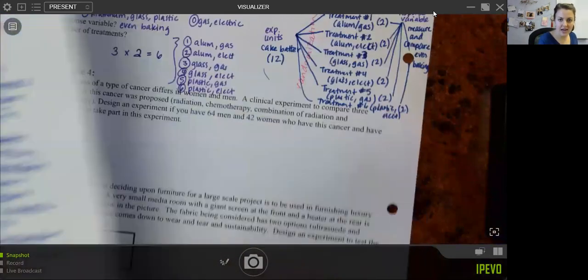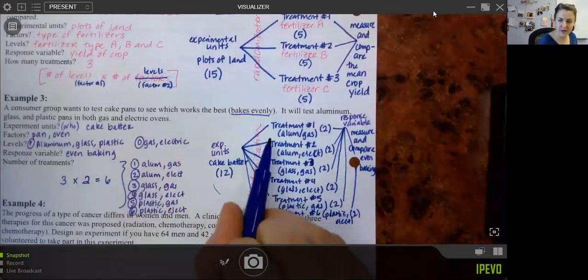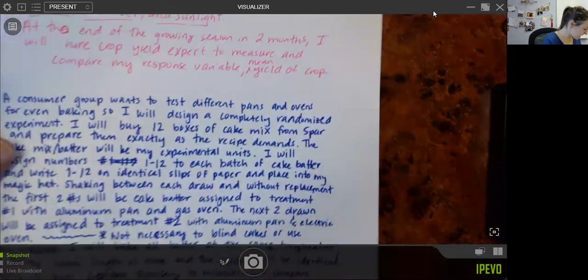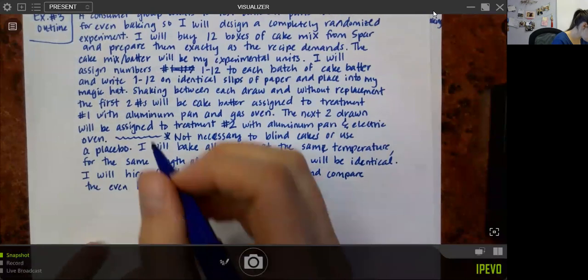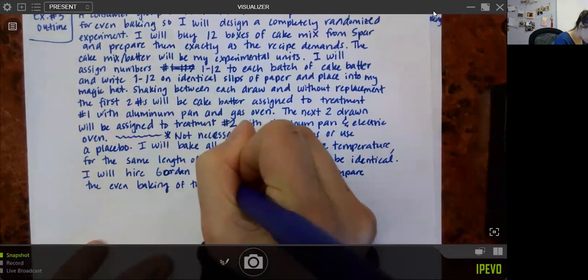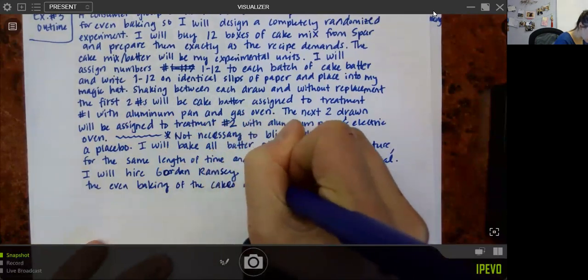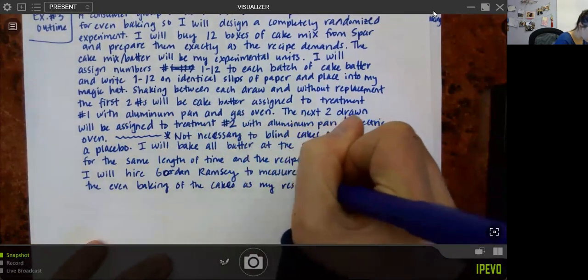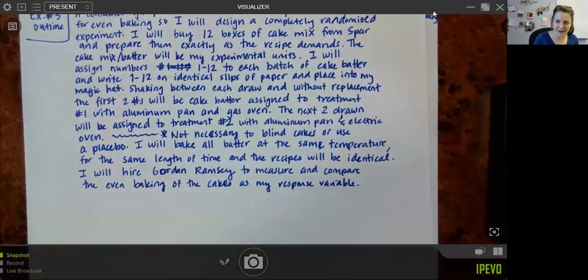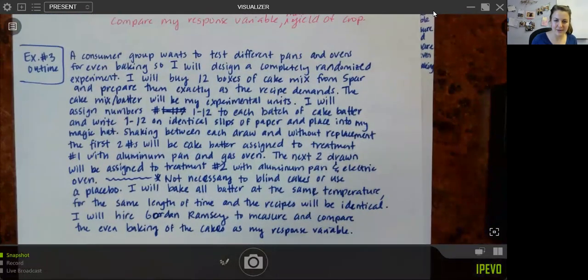So what am I doing here? What I'm saying is, after I've listed all of my treatment groups here, measure and compare the response variable. Measure and compare the even baking of the cakes as my response variable. And that's it for our completely randomized design experiment.